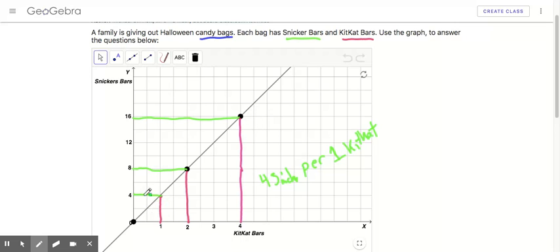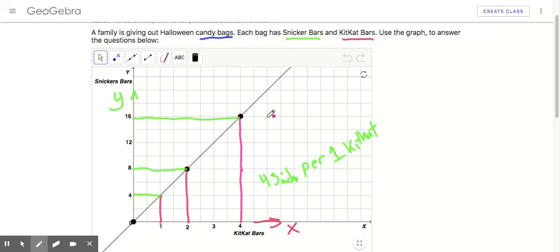What if we didn't have this information exactly on the line for us, or didn't notice this at least? Then what would we do? Could we use the 8 and the 2? What if we knew we had 2 Kit Kat bars and we had 8 Snickers bars? All right, so we know this is our y, y to the sky. And then we know that this is our x, going this way.